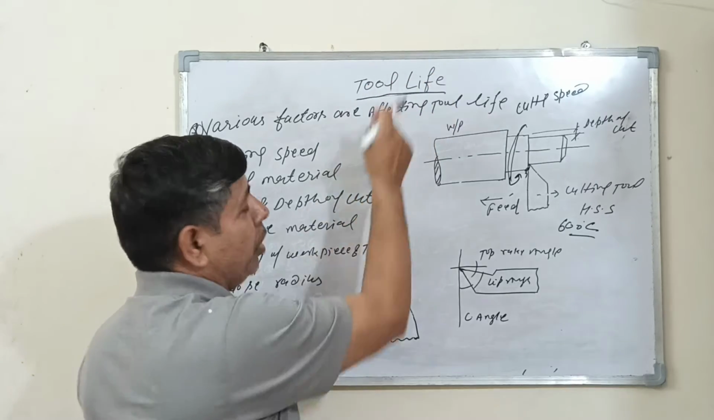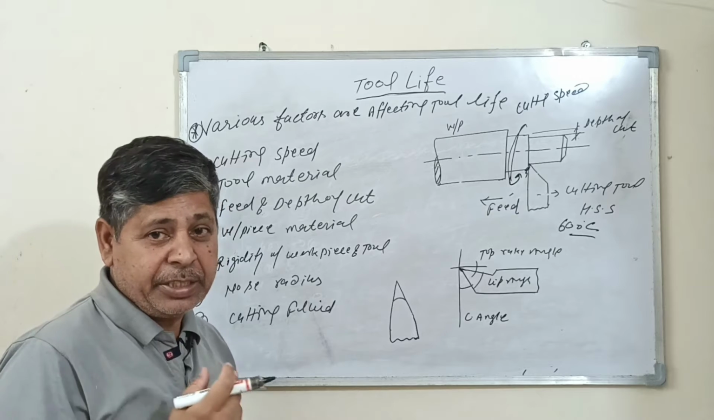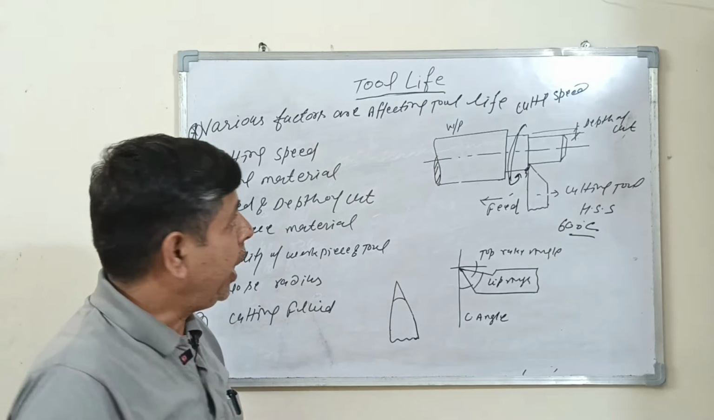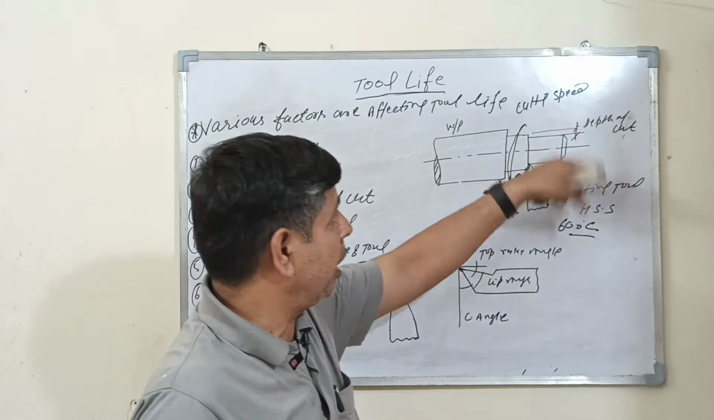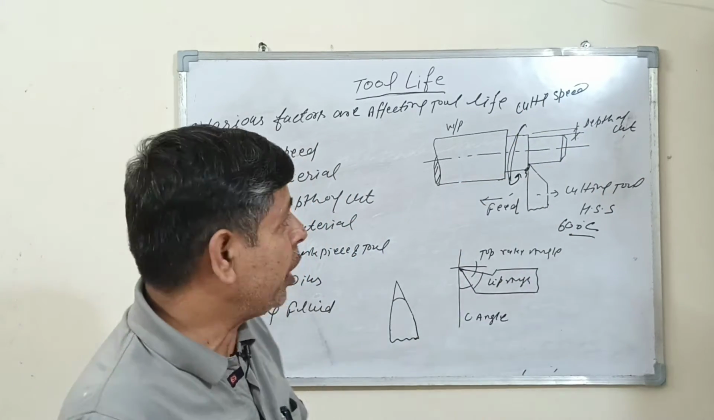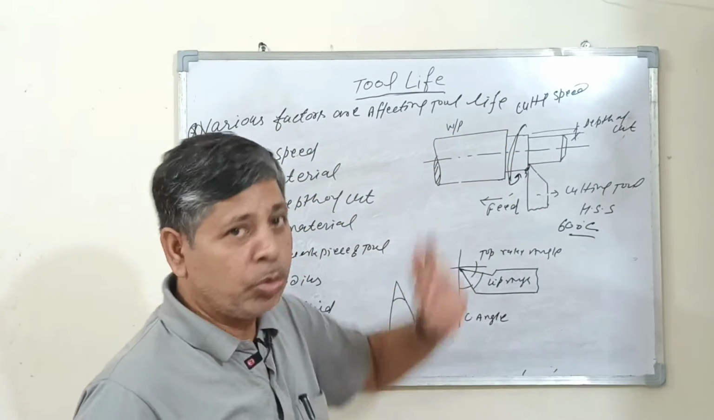My topic is tool life. What is the tool life? The tool life is defined as the tool's ability to remove metal from the workpiece at different cutting speeds and different depths of cut for a long period without any failure of the cutting tool. Various factors affect the tool life.